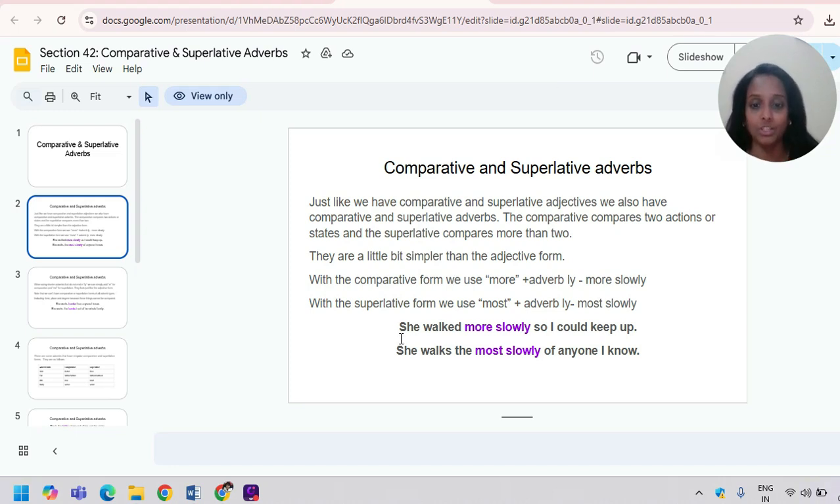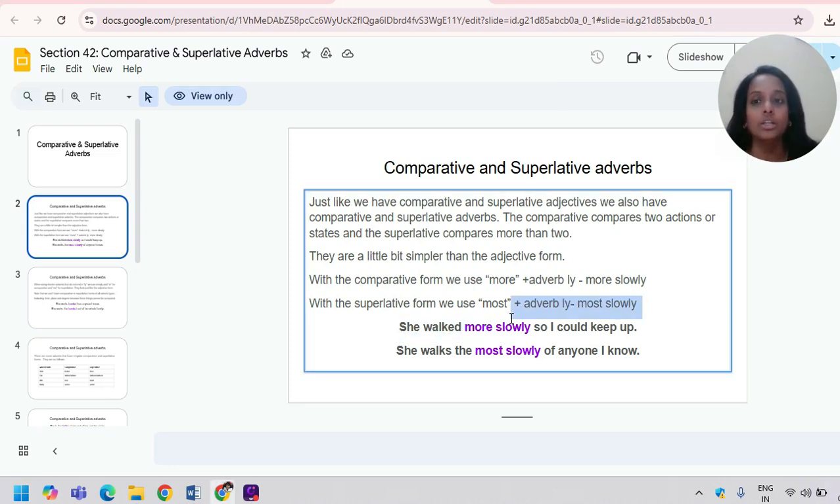For example, when we are saying she walked more slowly so I could keep up, that's a comparative adverb. Got it? And she walks the most slowly of anyone I know. That's a superlative adverb. Notice the structure here. For the comparative, it's more plus the adverb which ends with ly. And for the superlative, it's most plus the adverb which ends with ly. Got it? So why do we use these?